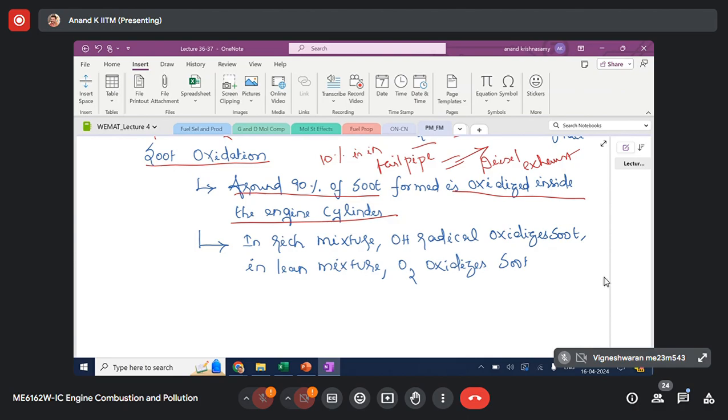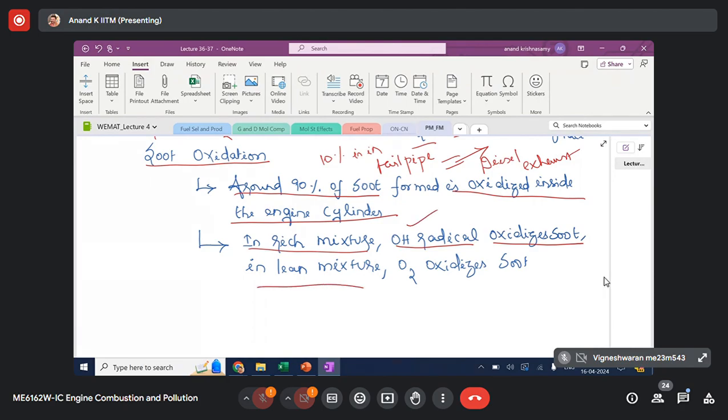Okay, so how does it get oxidized? To oxidize it, what you need is an oxidizing agent. In a rich mixture, OH radical is an oxidizing agent that oxidizes soot. When I say oxidizes soot, it is converting into CO or CO2. Soot is nothing but carbon. When I say oxidation of soot, this carbon is getting converted to gas phase CO or gas phase CO2. In a rich mixture, OH is a radical that oxidizes soot.